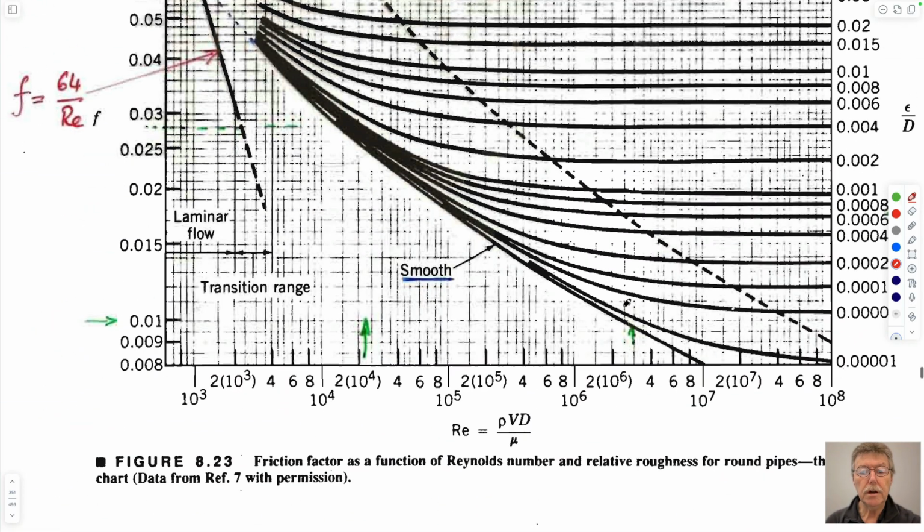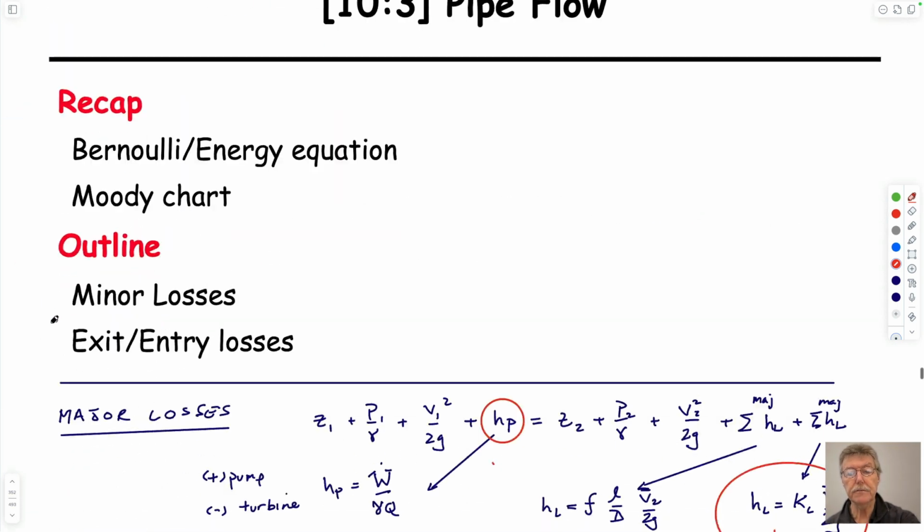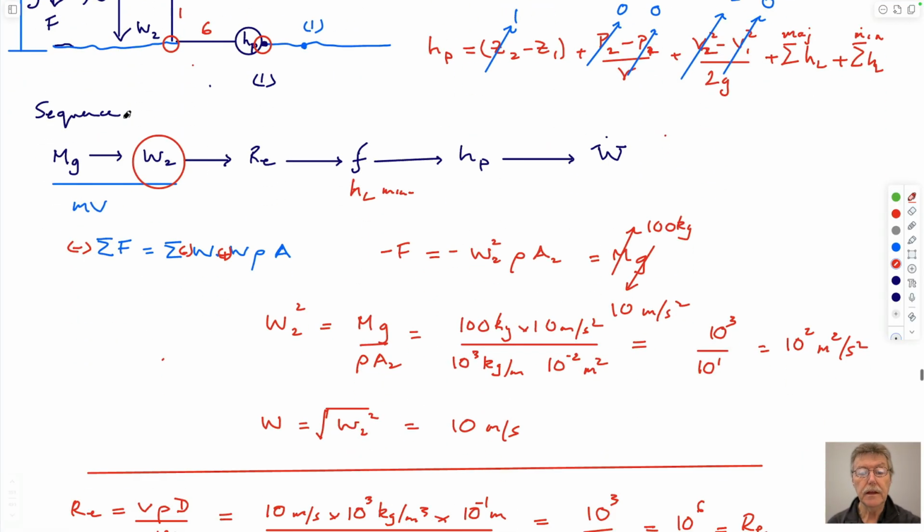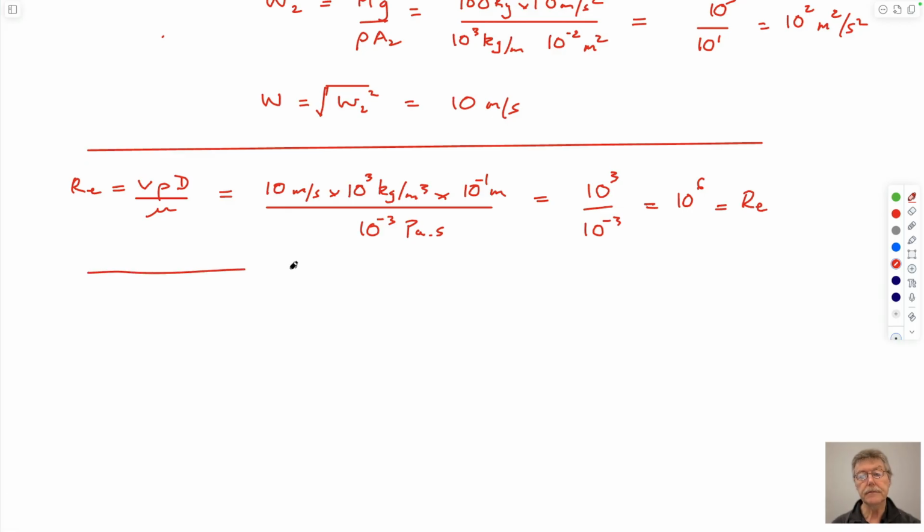If we go back to our Moody chart, we go to 10 to the 6. Let's assume we have a nice smooth pipe. I misread this as being 0.02, but of course it's not. It's 0.011, 0.012, 0.013, 0.014, 0.015, etc. So this is our friction factor for the pipe. Let's assume all the pipes have the same friction factor, because if they're all the same diameter, they'd have the same flow rates through them. And so we can calculate from that our other magnitudes.